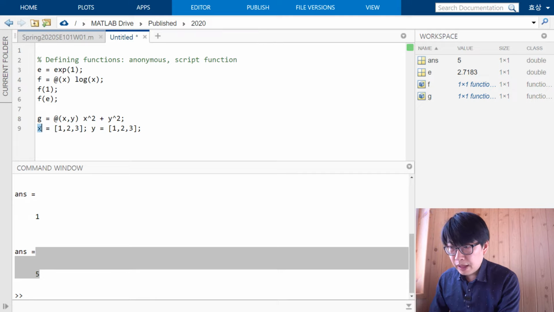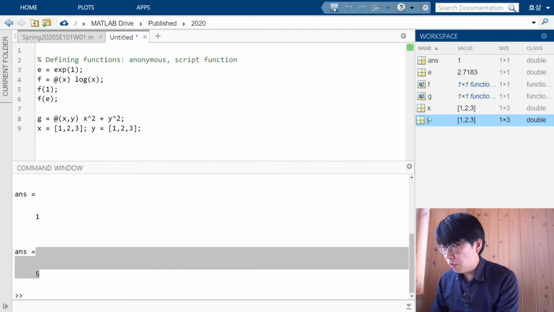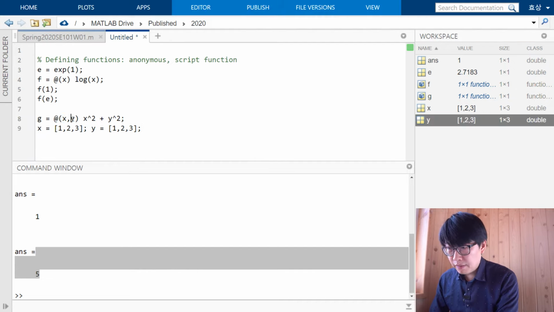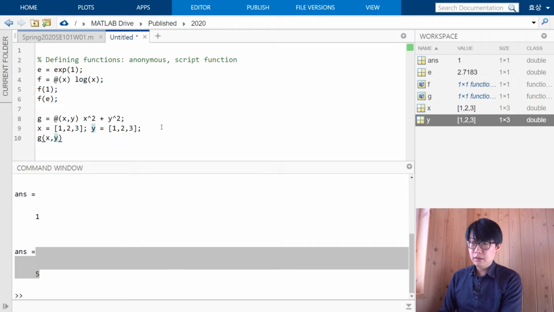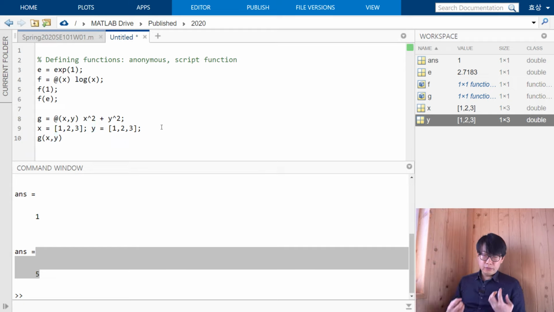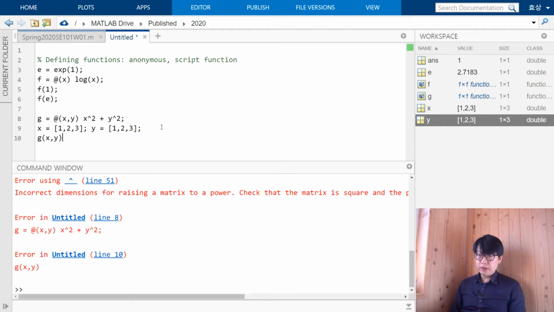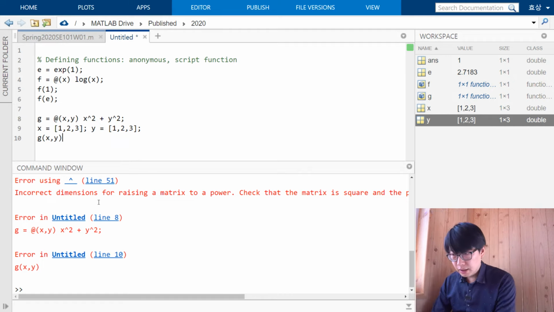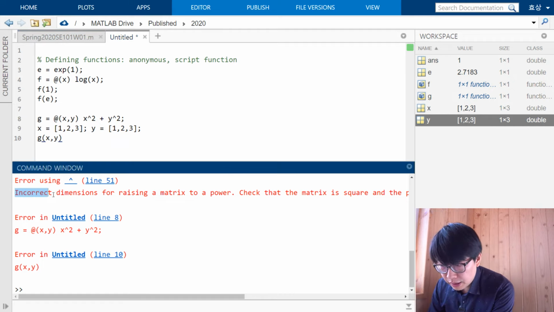However, if I now define x and y as 1 by 3 arrays, then after executing this, we have an x and y, and these are not the same variables used in the definition of the function. Let's say I want to take x and y as input variables in the multivariable function g. Obviously this makes a problem. So what's the error message? It says incorrect dimensions for raising a matrix to power.